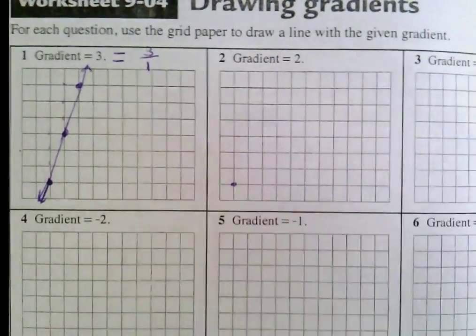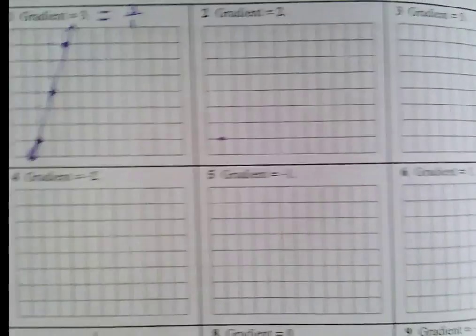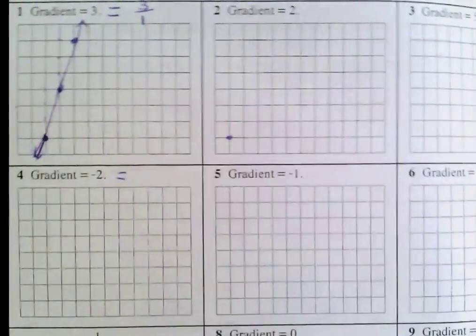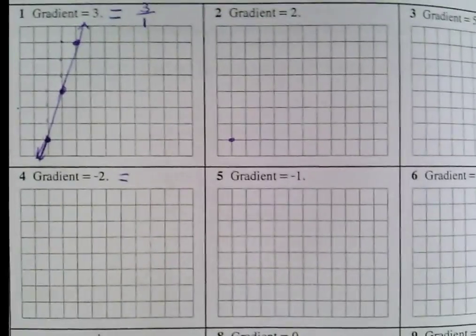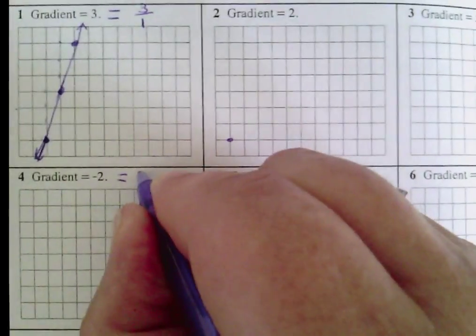Then you do a gradient of 2. Do you know what to do? I'll just do a -1. So gradient of -2, how do you want to do it? You've got to be careful. Can we always go up? I prefer to go up. How would I do a gradient of -2?